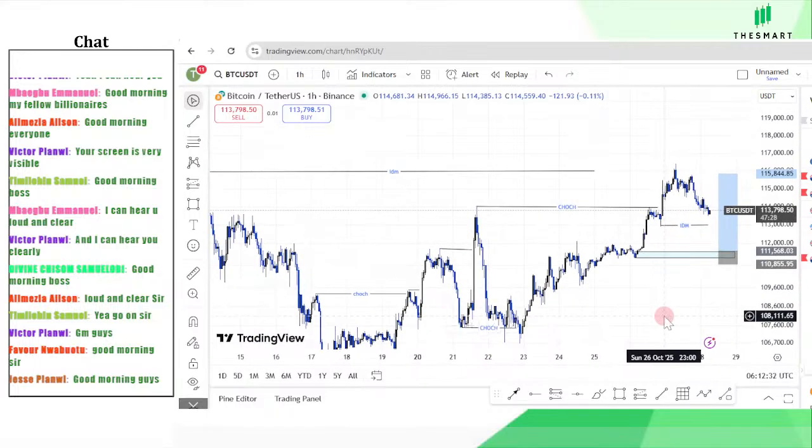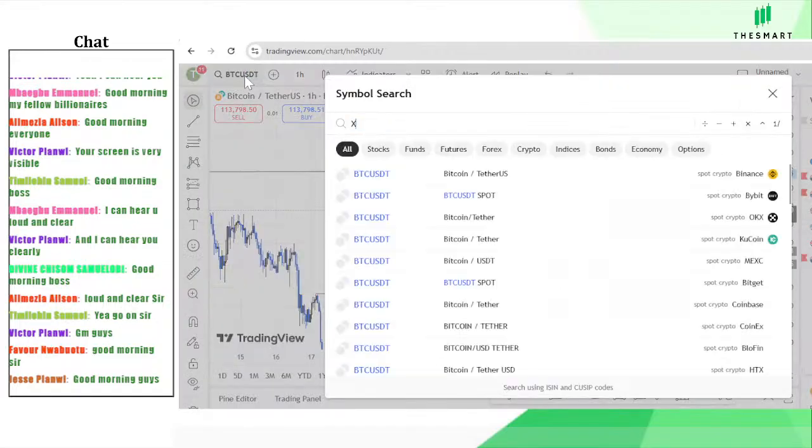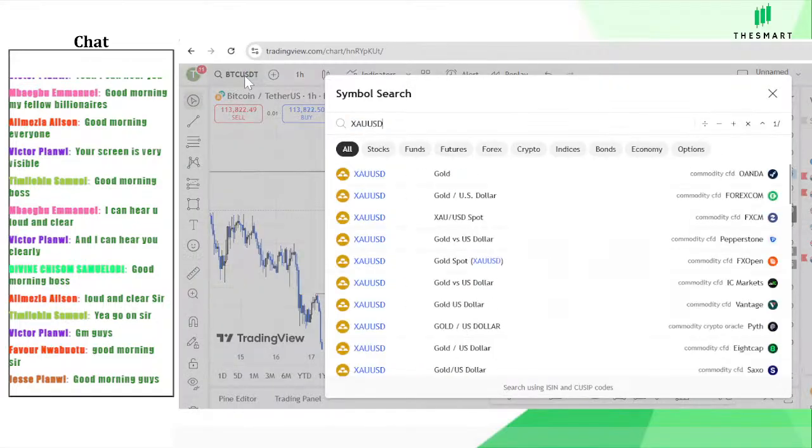So this is what we have for BTC this morning. So let's look at gold.